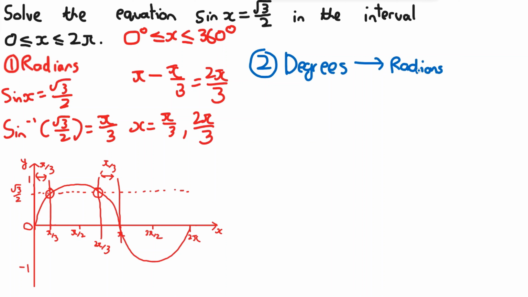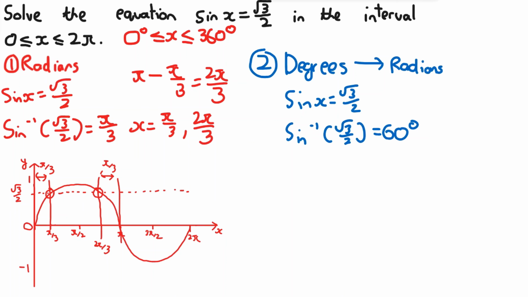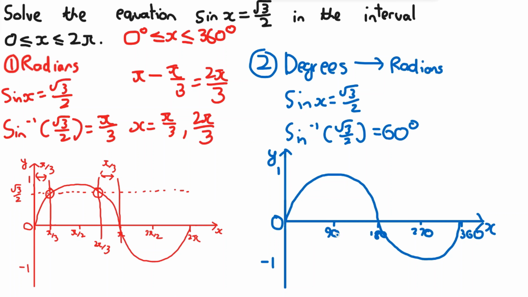I'll go through this really quickly because it's basically the exact same thing. So sin of x is equal to root 3 over 2. Make sure that your calculator is now in degrees, because now we're going to be working in degrees. So the inverse sin of root 3 over 2 is equal to 60 degrees. I've quickly drawn a sine graph, but now it's in degrees instead, with a 90, 180, 270 and 360, and we'll say that root 3 over 2 is about here. And we see that there are two solutions again, with this one here already being the 60 degrees.